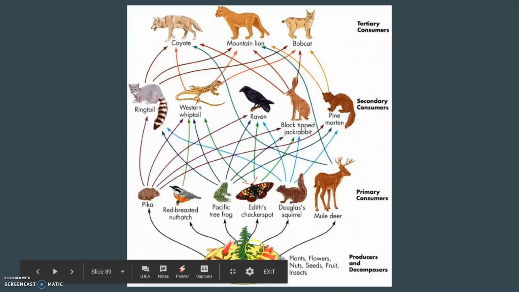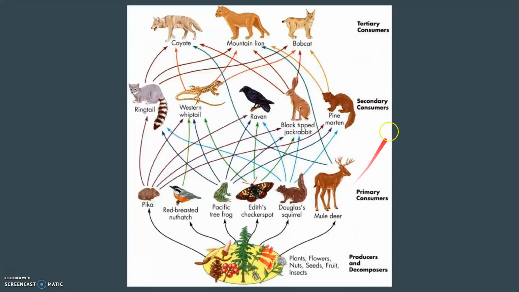Let's use some examples. So we're starting with our producers down here. Here's our primary. They use different words, but it still just means 1st level consumer. So all of these things right here, all 6 of these guys, they are 1st level consumers because you can see the plants are going directly into their bellies. This frog eats the plants. This checker spot eats the plants. This squirrel eats the plants. This deer eats the plants.